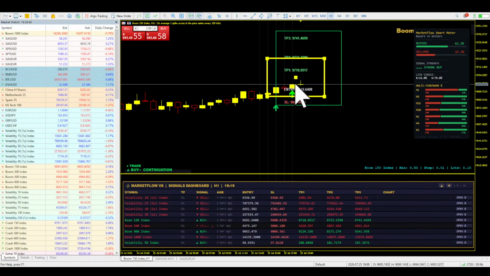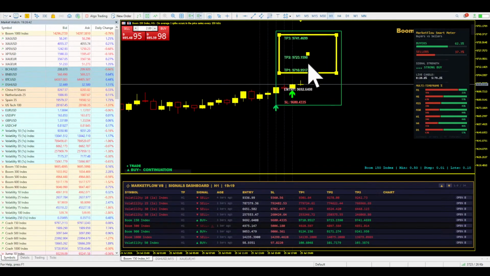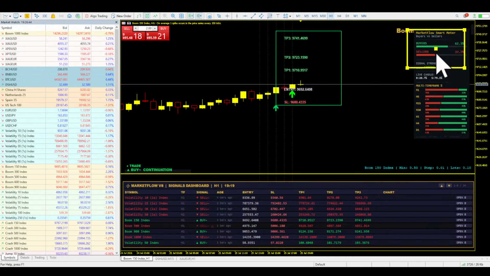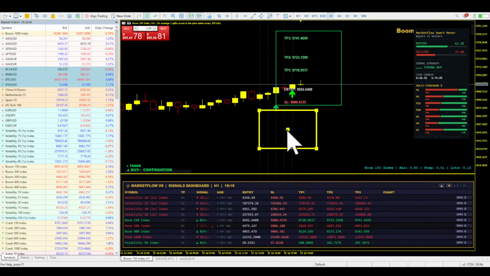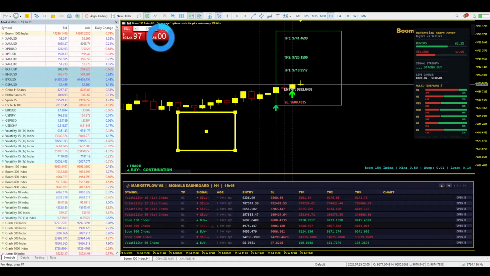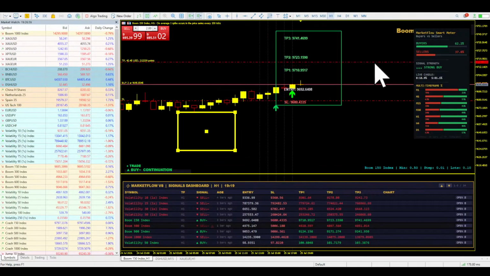Like what we're seeing right now, the dashboard indicator is telling us that this is a buy, and the smart meter is telling us that the buyers are in more control of the market. These are the trades that we want to be taking. So I'm going to go ahead, open up a buy trade right there. Instead of using TP1, let's just go for TP2 or TP3. I'm going to go for TP2 right there.